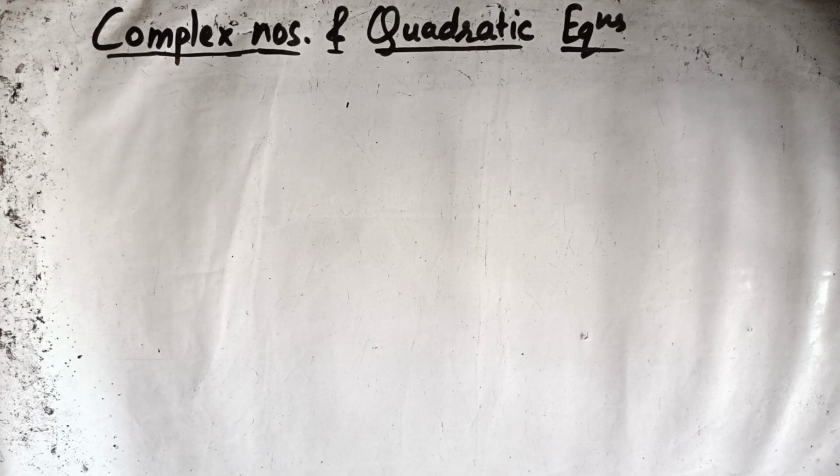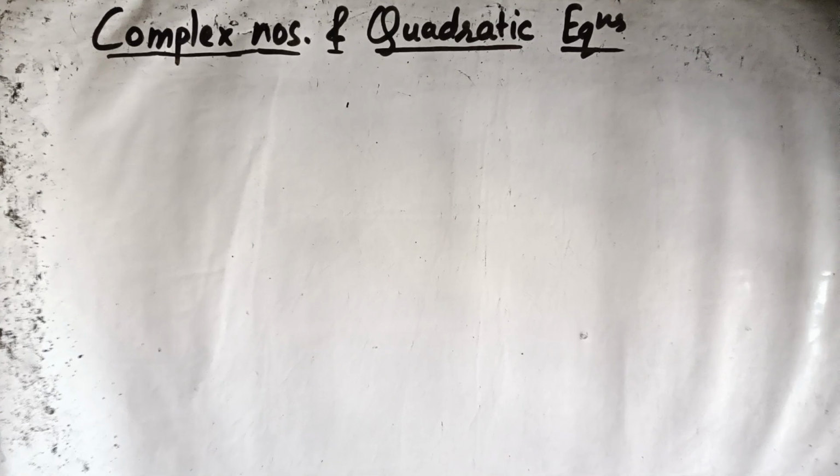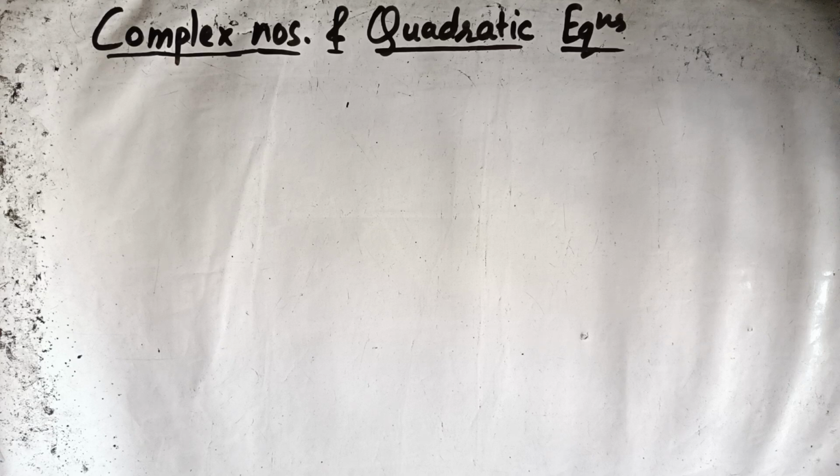Hello students. So today we are going to start with a new lesson, that is complex numbers and quadratic equations. Now what do you mean by a complex number? We have seen real numbers, integers, and rational numbers. Complex numbers are a different set of numbers, which does not belong to real numbers.